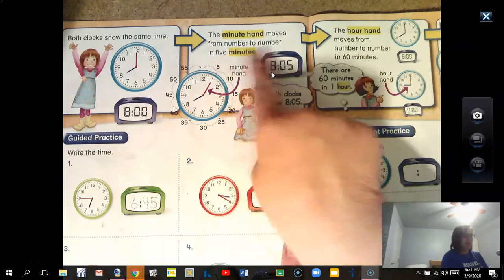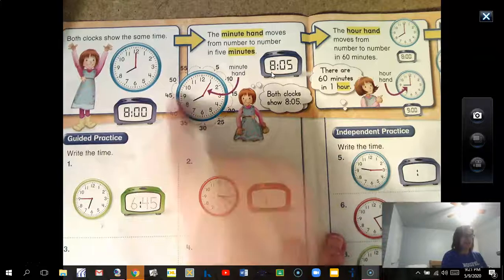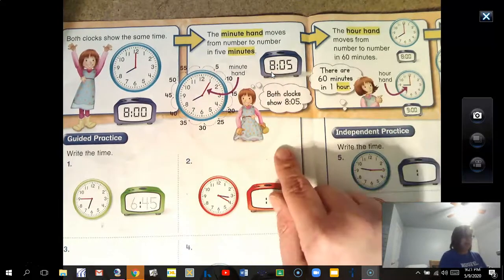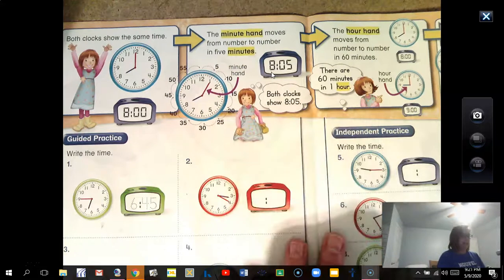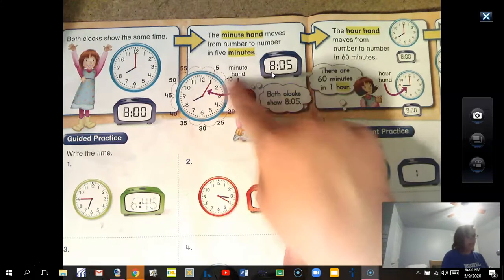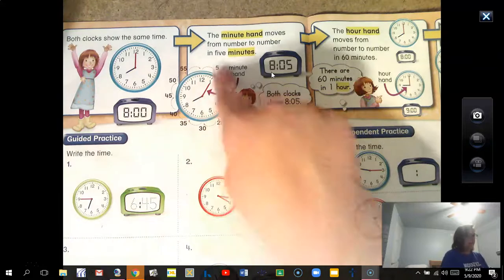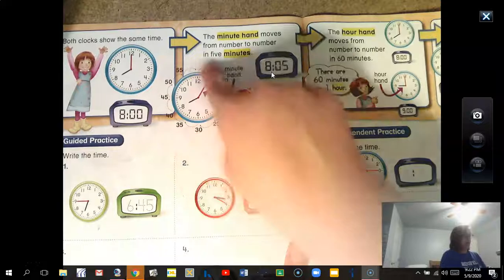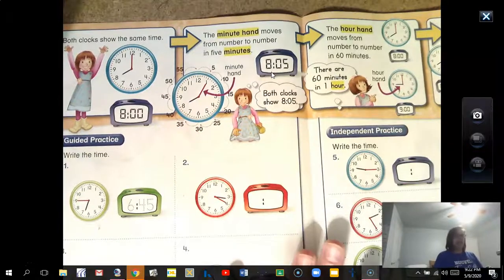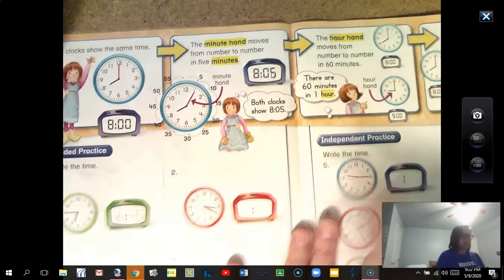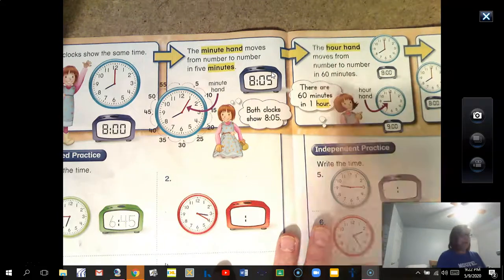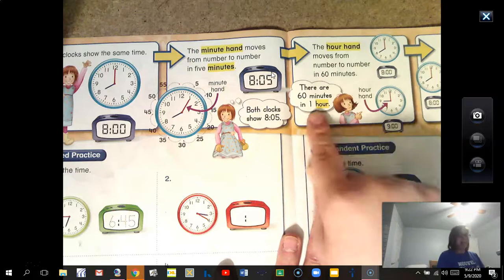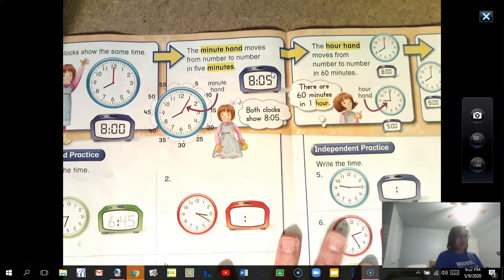The minute hand moves from number to number in 5 minutes, just like we showed and demonstrated. 8:05, and it says 8:05 on the digital clock, so both clocks show 8:05. Notice how they have the 5 minute intervals, counting by fives all the way around on the outside, which we have in our clock at school. The hour hand moves from number to number in 60 minutes. Now, there are 60 minutes in 1 hour, which we just discussed.